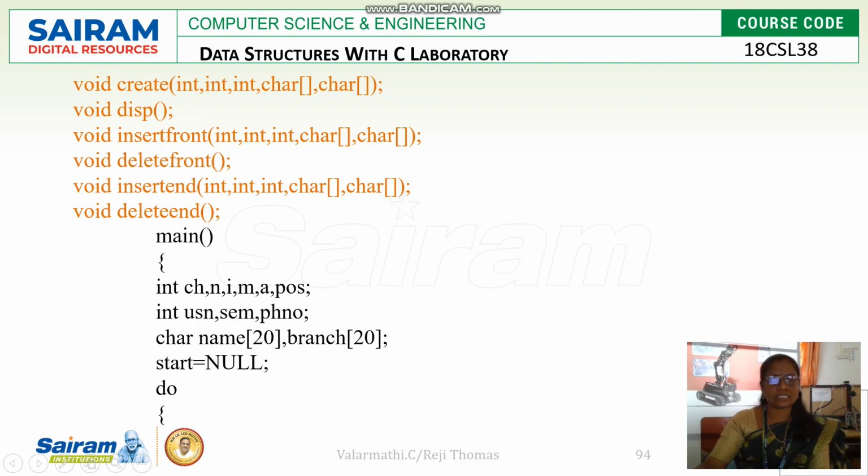After the user defined functions are declared, we move on to the main part. The main part consists of these variable declarations: int choice, n, m, a, position, int USN, SEM, phone number, char name of 20, branch of 20. Then it should start with the null part of the node, so start is equal to null. Likewise, the initialization and declarations are done here.